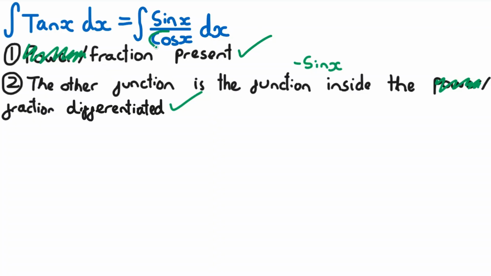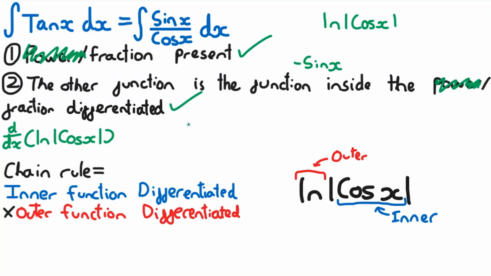So what we're going to consider is the natural log of the denominator here. So we're going to consider the natural log of the modulus of cos x here, and we're going to differentiate this. We're going to differentiate the natural log of cos of x. So we're going to use the chain rule. So the inner function is this cos x and the outer function is this natural log. So if we do this, it's going to be the inner function differentiated, so this cos x differentiated.